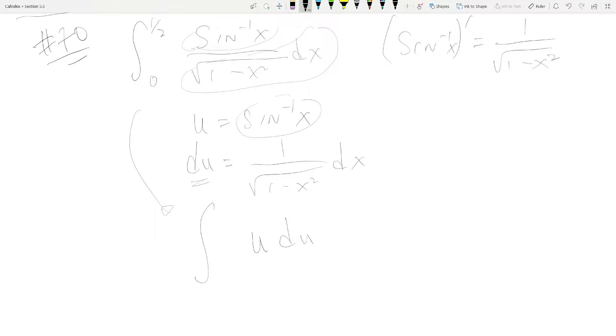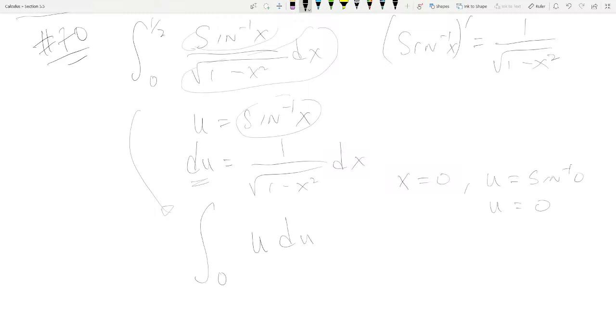Let's do the bounds. When x equals 0, now you've got to know your inverse sines. Then u equals inverse sine of 0. What's that? It's not sine of 0, it's inverse sine. So the way you handle that is you say, what angle has sine equal to 0? Because sine takes an angle and gives a number, sine inverse takes a number and gives an angle. So what angle is sine equal to 0? And the answer is 0. So when x is 0, u is 0.